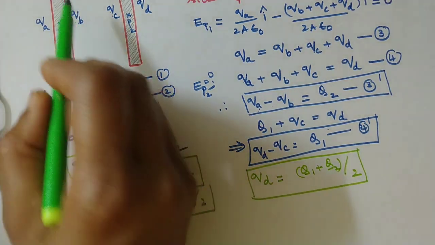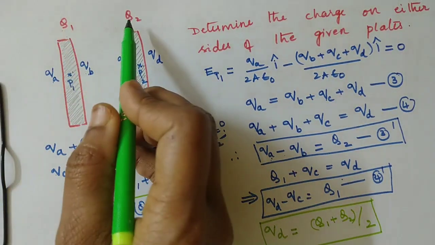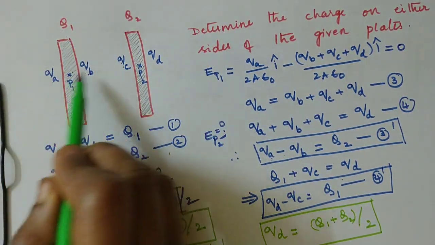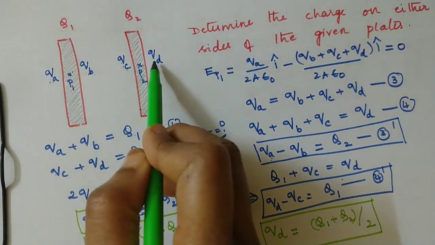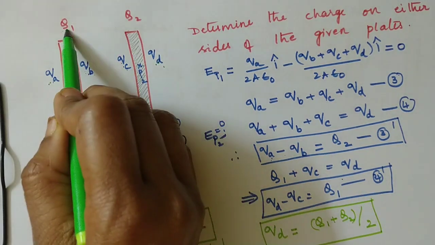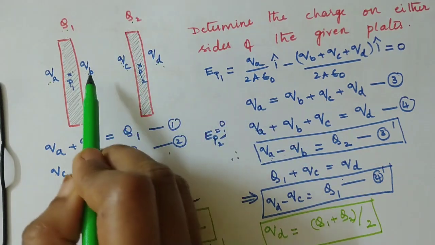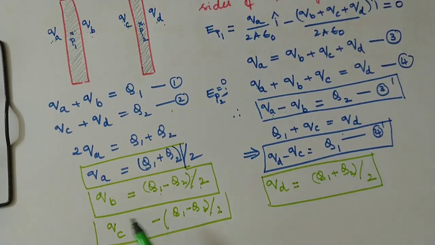So I repeat, if two metal plates or large conducting surfaces are given charges Q1 and Q2, the charge is distributed as QA, QB, QC and QD such that QA and QD will be Q1 plus Q2 by 2, whereas QB will be Q1 minus Q2 by 2. QC is equal and opposite to that. So you observe B and C are equal and opposite, A and D are equal. Using this result, we are going to solve the remaining questions.